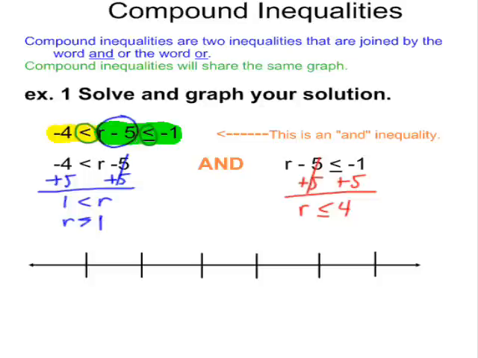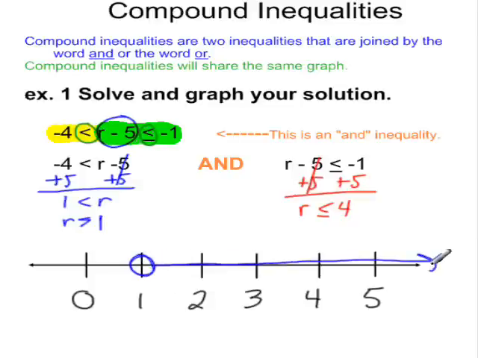Let's go ahead and graph the one in blue. To set up my number line, I'm going to start at 0 and make my way towards 4. And since this one is greater than, that means our circle for 1 is going to be open, and our arrow is going to be pointing towards the right. Okay. For the next one, we have less than or equal to, so that dot is going to be closed. And since it's less than, that means its arrow is pointing towards the left.